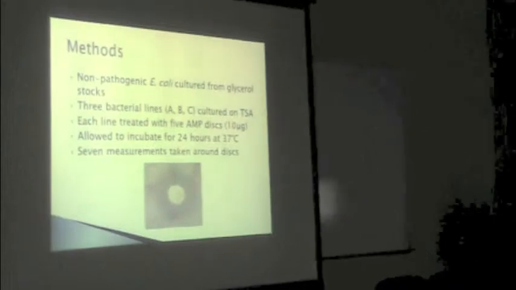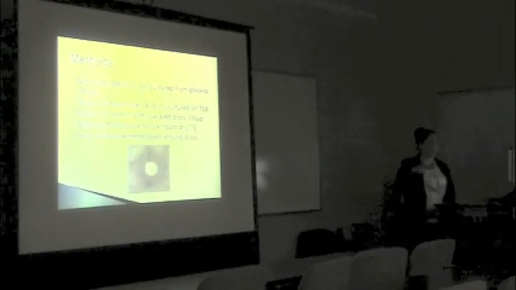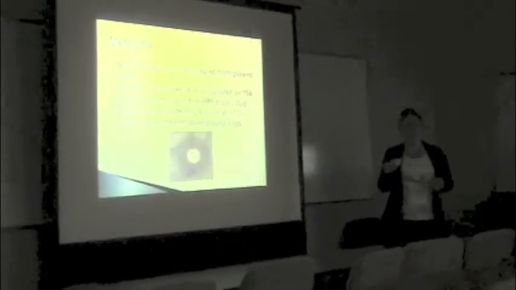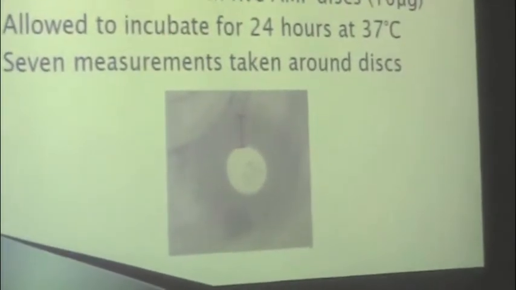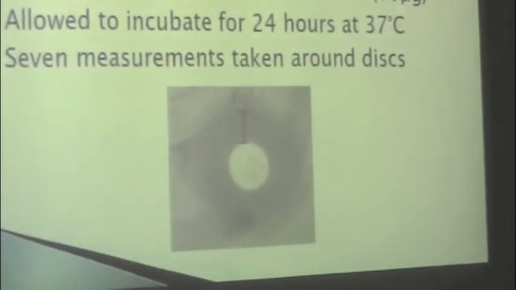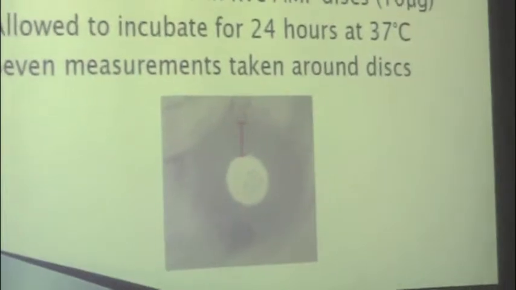I then allowed my bacteria to incubate for 24 hours at 37 degrees Celsius. Once the incubation period was finished, I took 7 measurements around each of the discs, which I have highlighted with that little red mark there. I took the measurements from the edge of the ampicillin disc to the edge of the bacterial growth. That's called the zone of inhibition. So I measured from the edge of the zone of inhibition to the edge of the plate.